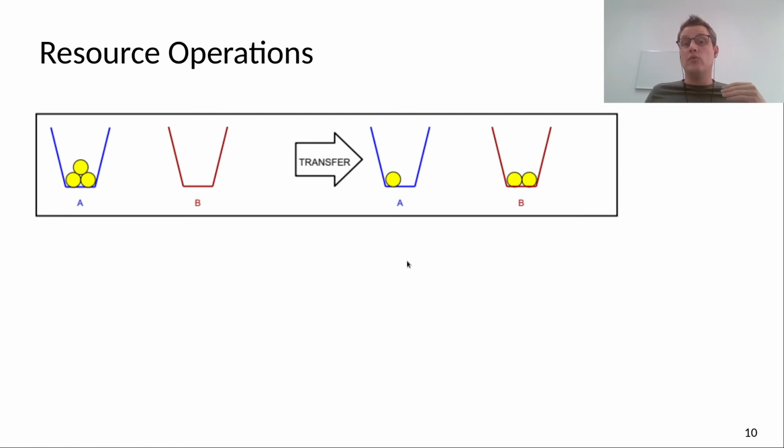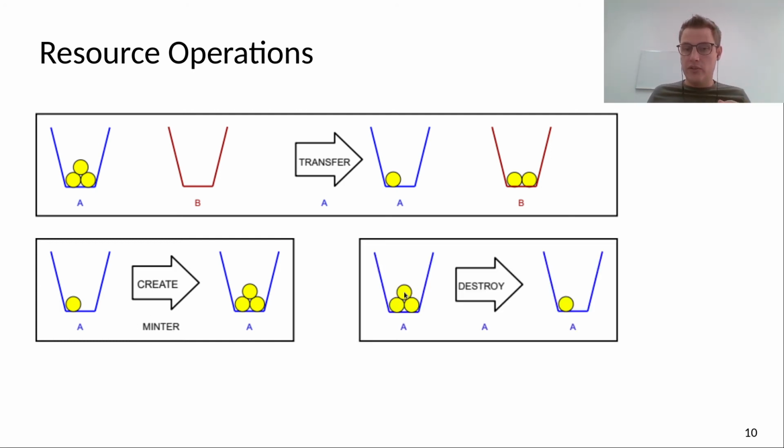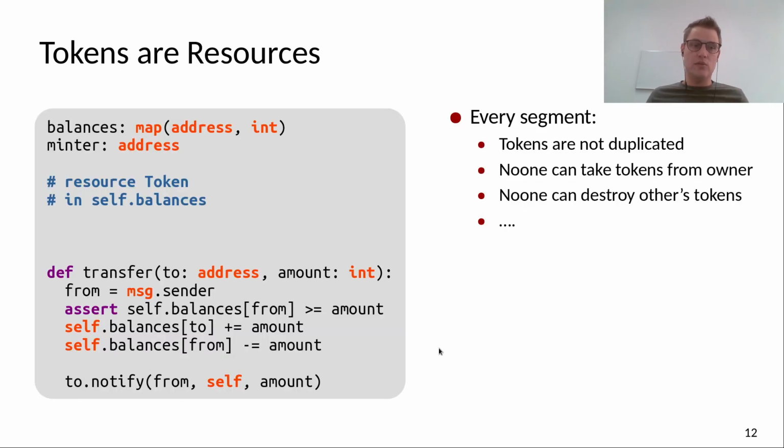And importantly, we make sure that ownership properties are respected by saying only A is allowed to perform such a transfer. So that's the most basic resource operation. Resources can also be created, but only by privileged addresses called minters. And resources can be destroyed only by their current owner. So A can, for example, destroy 2 of its own resources. So these and some others are the basic resource operations that all preserve these basic properties that we want.